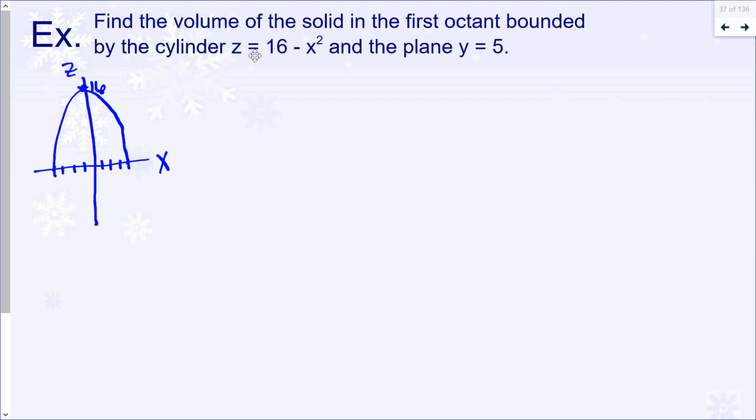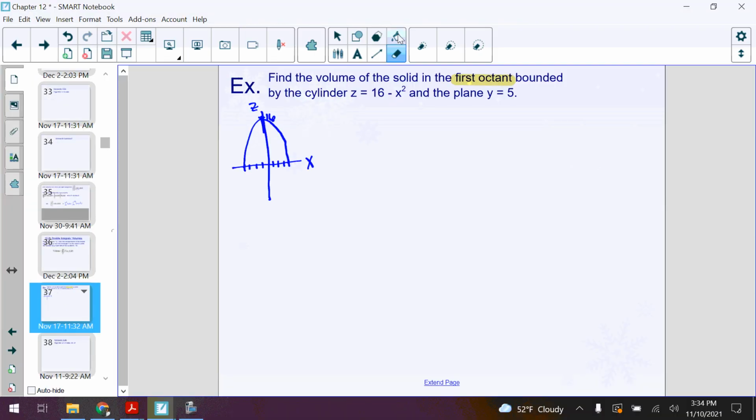And because I'm only in the first octant, I'm actually going to erase the part of this parabola that is in the wrong octant. So I'm going to erase the negative parts of it because it's just not valid because that is no longer the first octant. So let me get rid of that.